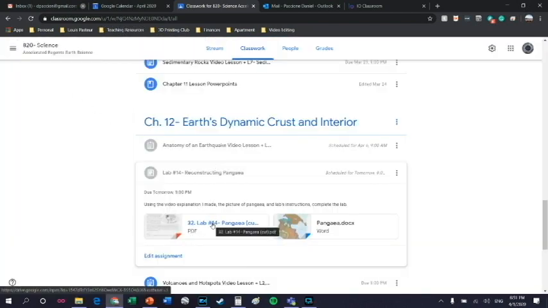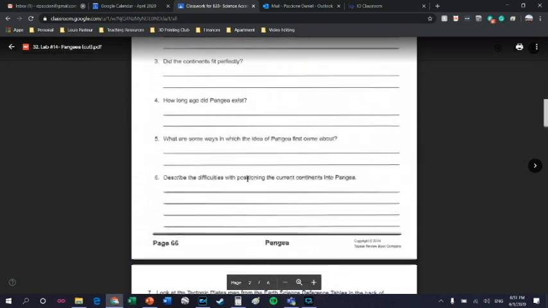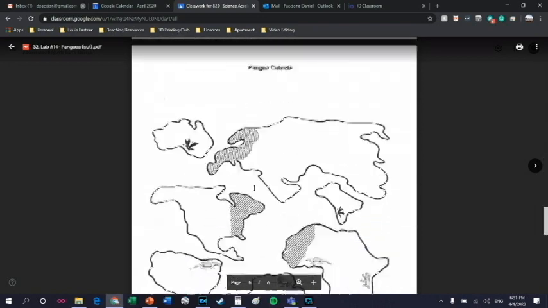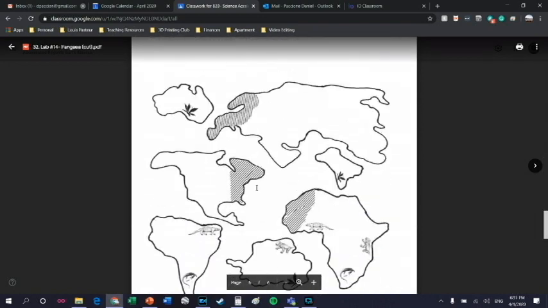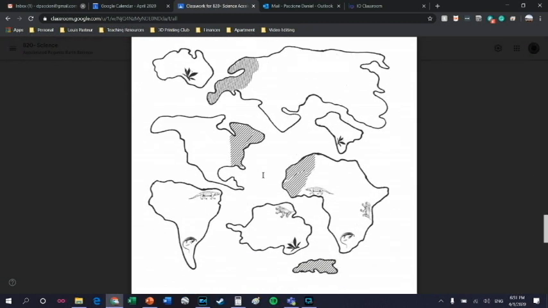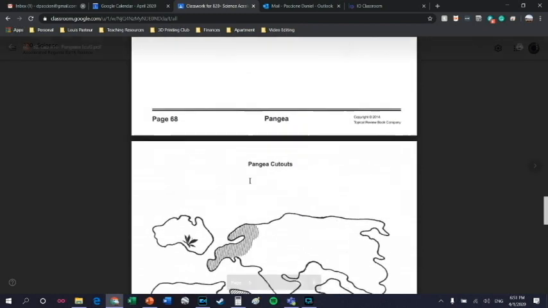Keep in mind that the continents are not going to fit together perfectly, right? There's been tons of erosion, other forces going on. The actual edges of the continents will not perfectly fit. So just do the best you can. It should fit pretty well. It should fit decently well.